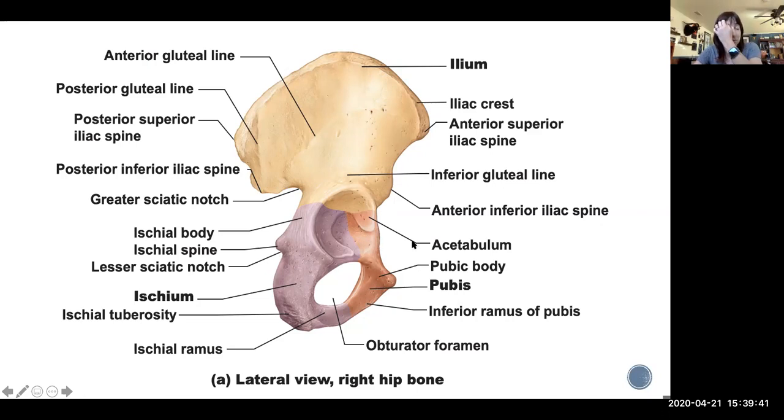So when we look at it from a couple of other angles, I'm hoping that it'll be a little bit clearer which one is which, and that way you'll be able to orient yourself when you're looking at this bone.